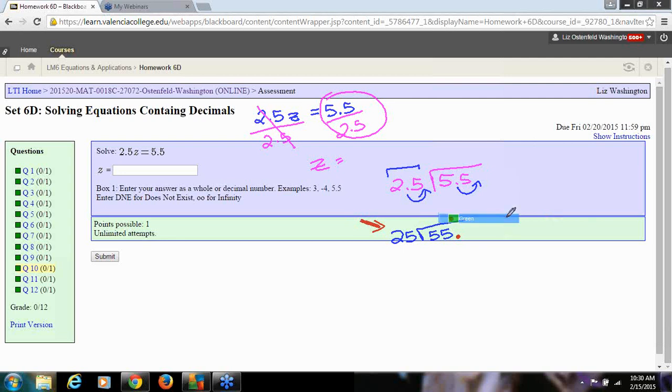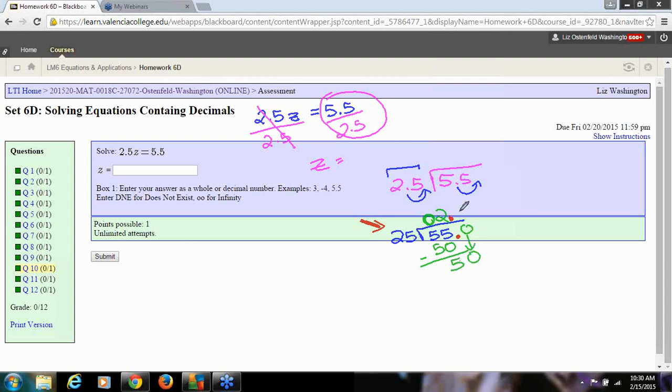Okay, so now I'm going to ask myself, can 25 go into 5? No, it cannot, so I will place a 0 above that 5 to indicate that 25 does not go into 5. But can 25 go into 55? Yes, it can. It can go into 55 twice. 2 times 25 is 50 and leaves me with a remainder of 5, which is okay. And then I bring down a 0 and I keep going.